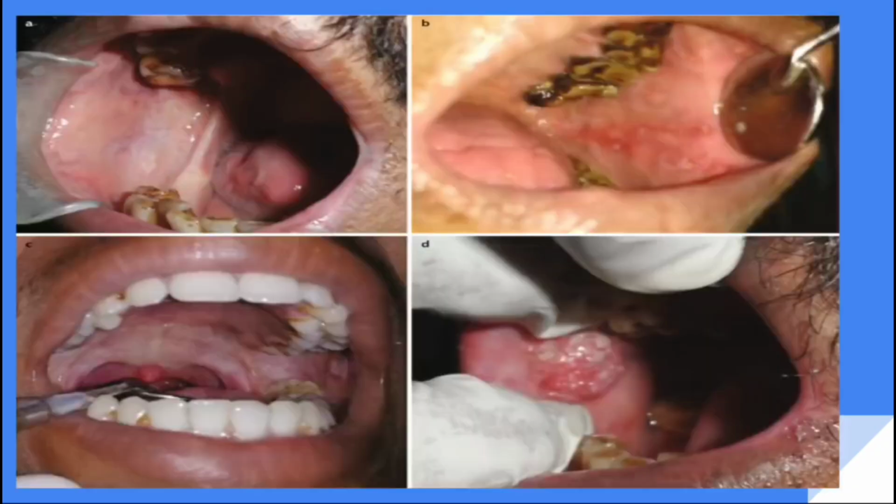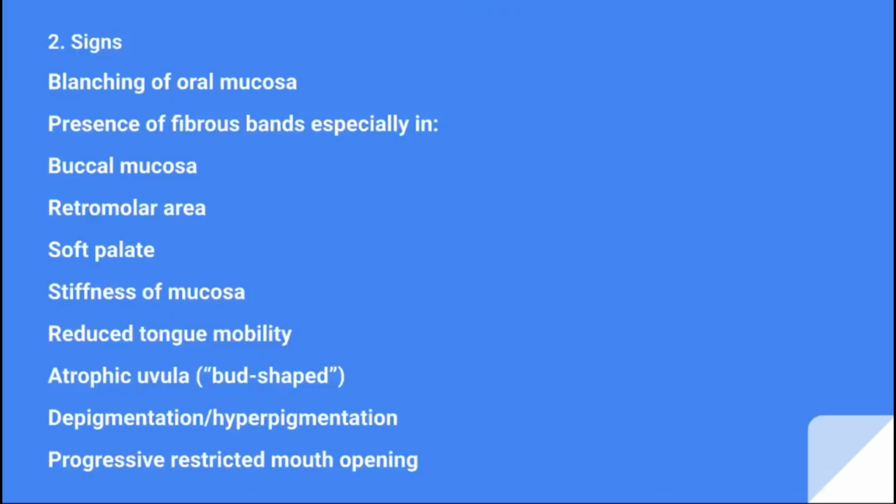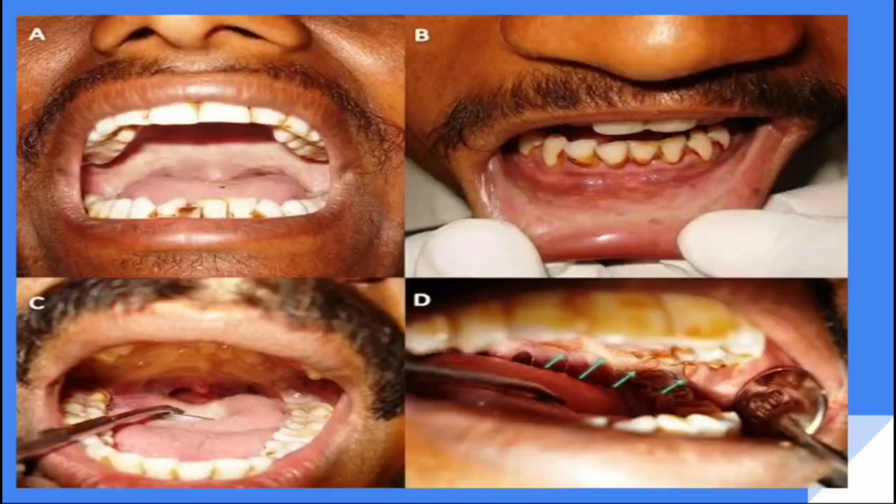You can see here in the third diagram, it will be in the bud stage, like it will become bud shaped. So these are the main features. More importantly, they are unable to open the mouth. So this is how it looks like.